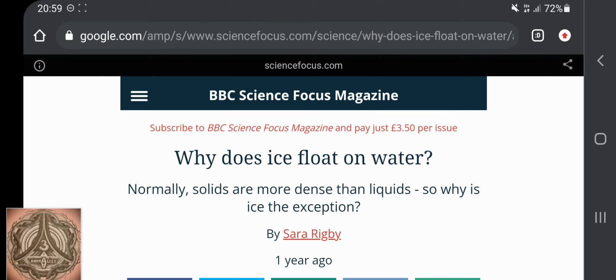Yeah, hi. That's another quick article. I was writing about things, so every now and then I have to also read about things. So I stumbled across this article: Why does ice float on water? Normally, solids are more dense than liquids, so why is ice the exception? That's BBC Science Focus magazine.